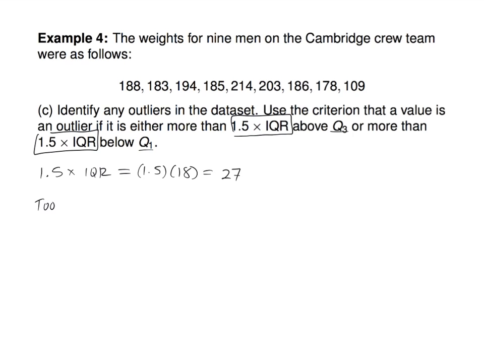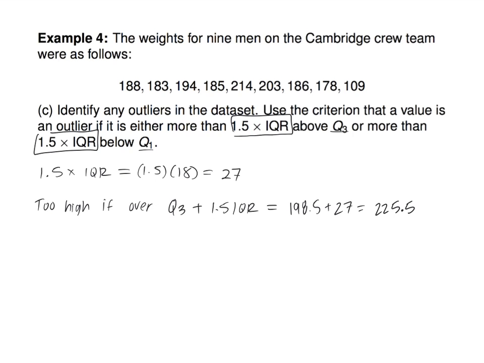So you're too high if over Q3 plus 1.5 IQR. So what was Q3? It was 198.5, right? And then plus this 27 gives you how much? I got 225.5. Tell me if that's okay. Okay, so if you're above 225.5, you're considered an outlier. Is anybody bigger than that? No. So there's none on the high end, but there probably is one on the low end, right? Because there's that skinny guy.